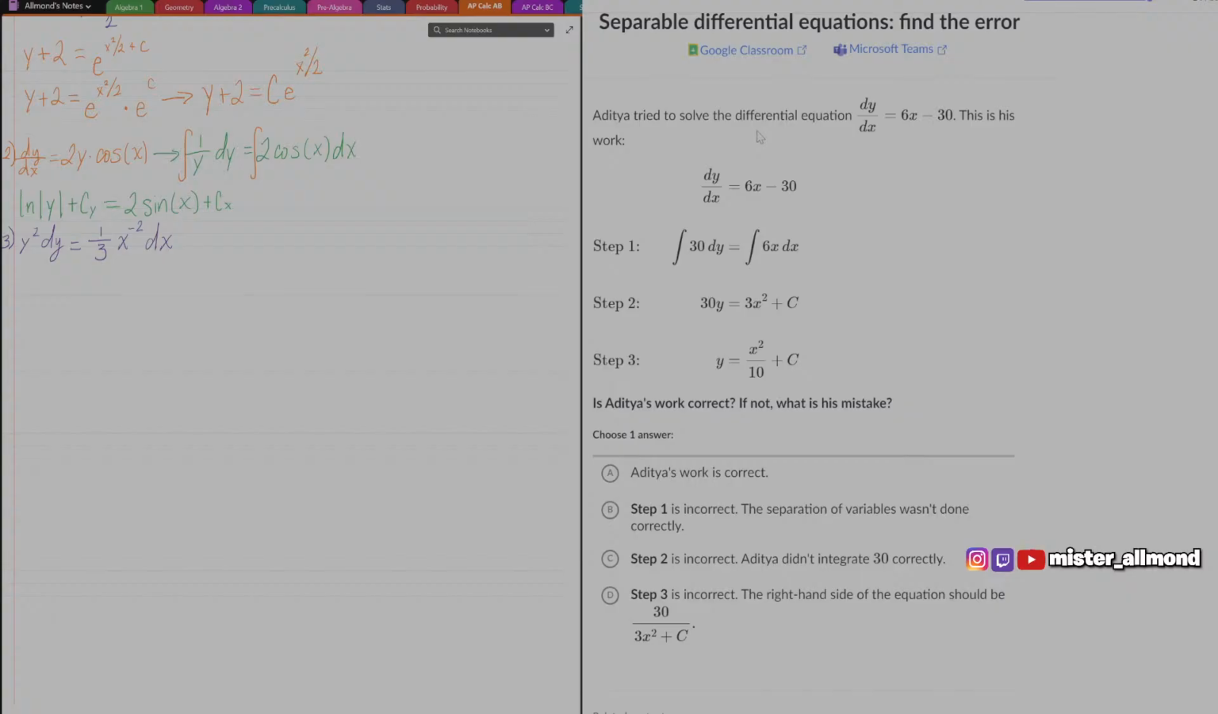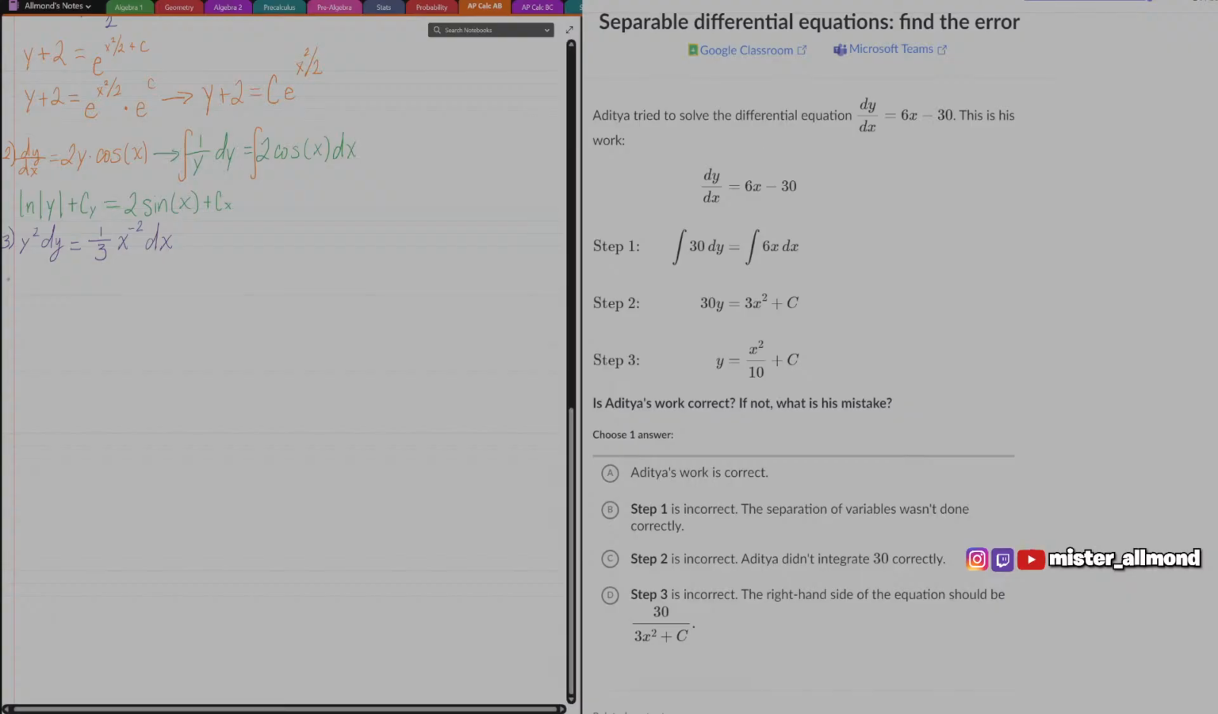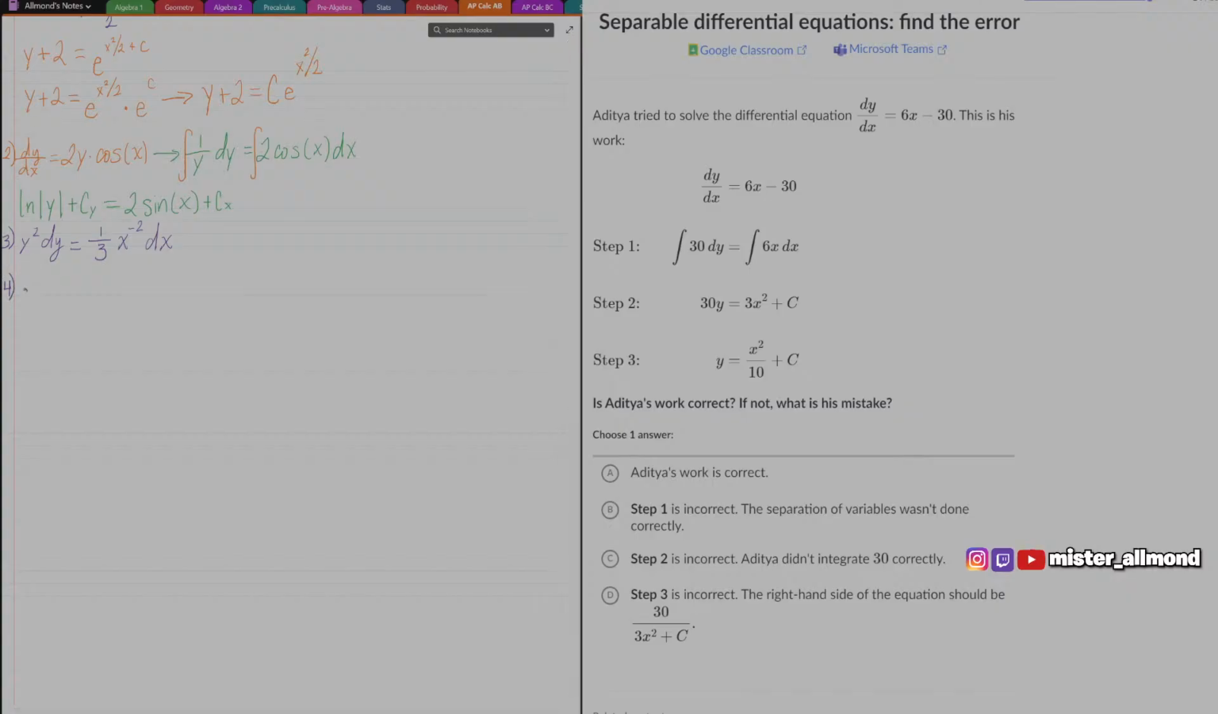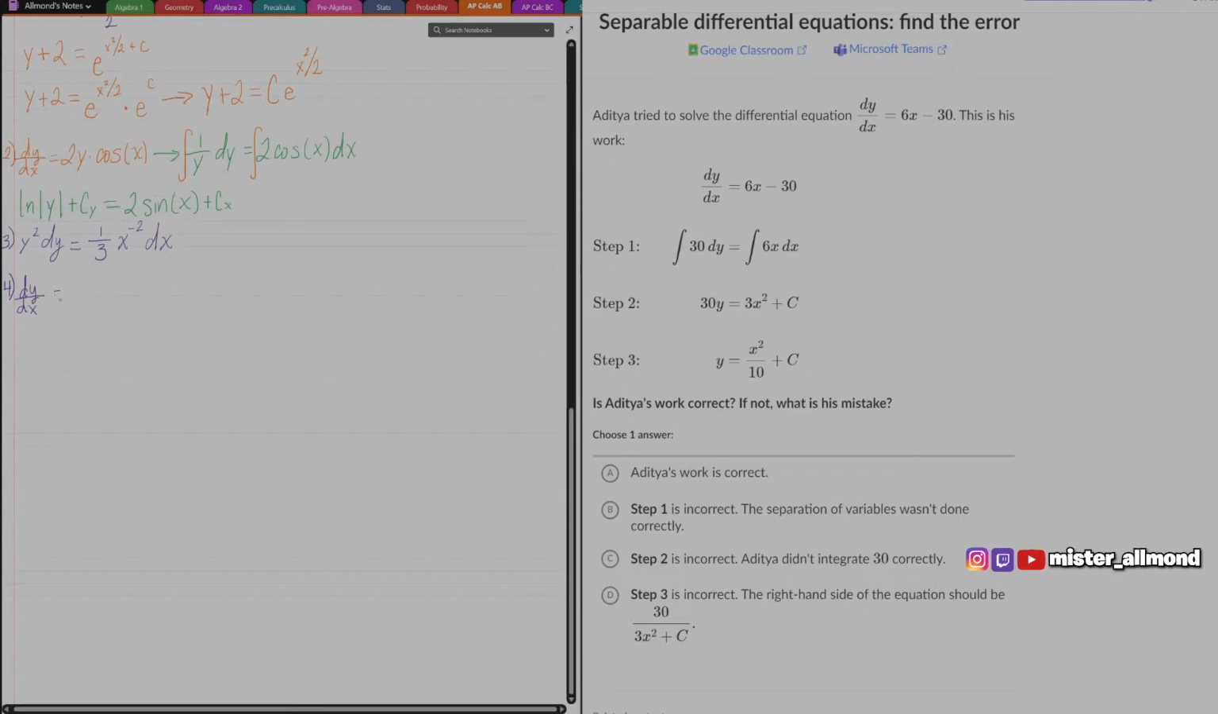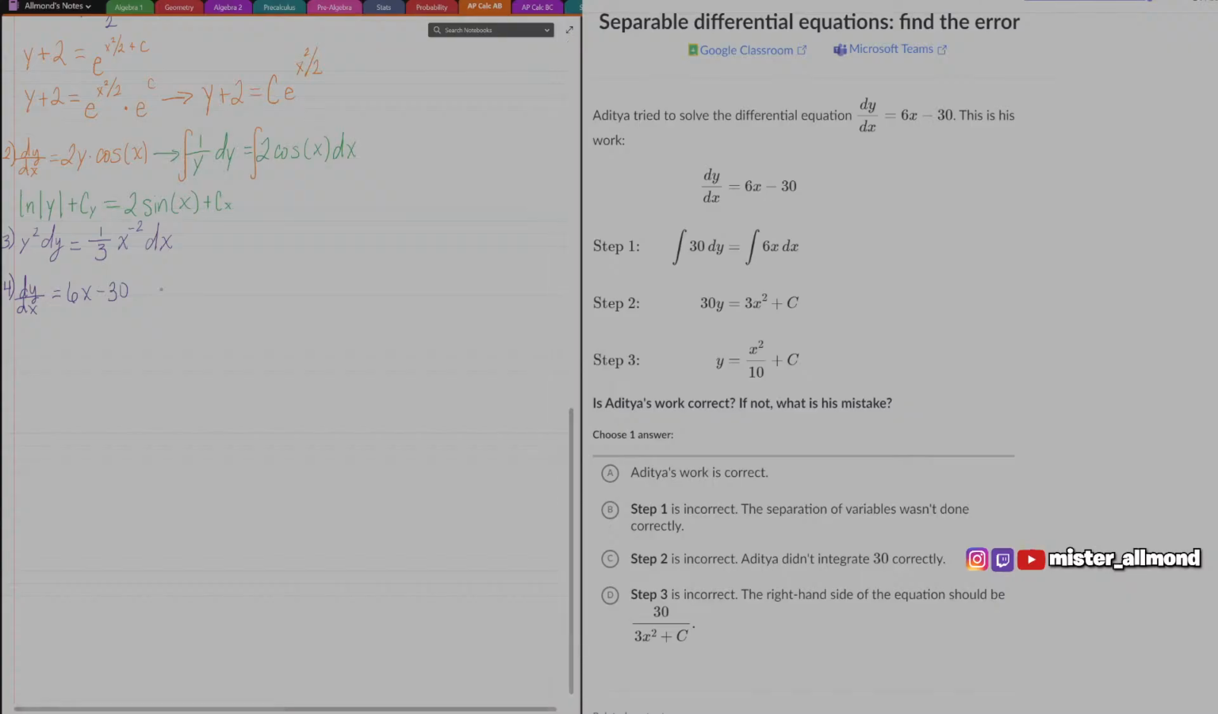Because look, let me work this out to convince you that she made a mistake. So on number 4, if we start out with dy/dx equals, what was it? 6x minus 30. If we were to separate variables, you don't think she made a mistake? Okay, let's see. She might not have. Maybe I'm just going too fast.